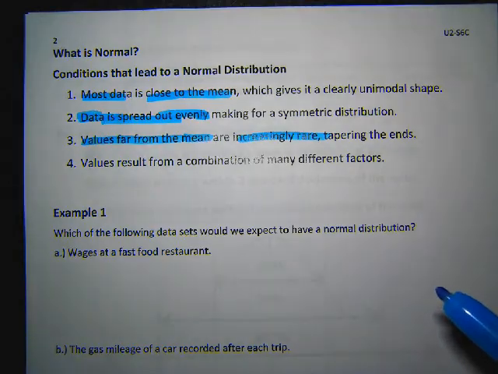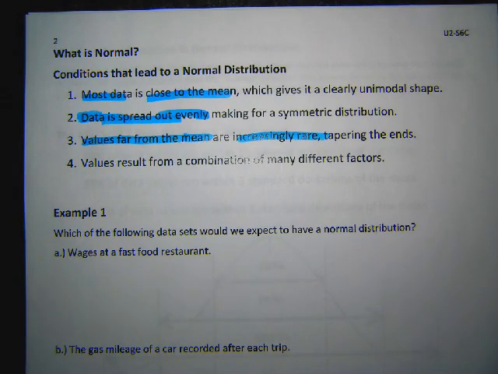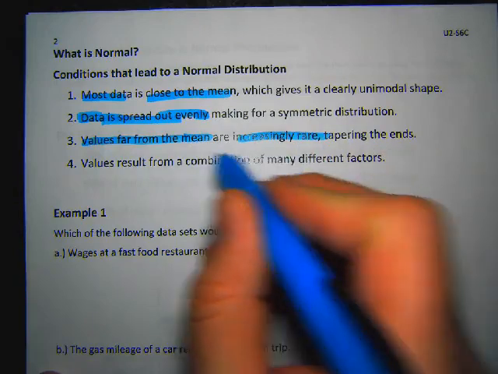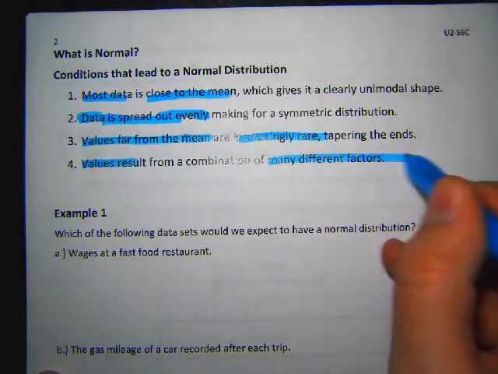And then the values will result from a combination of many different factors. So there are lots of different things that cause the data results that you get when you're doing your study or survey. There are lots of little things that are factors in that, and those are what cause you to have this kind of nice normal distribution. So values result from many different factors.